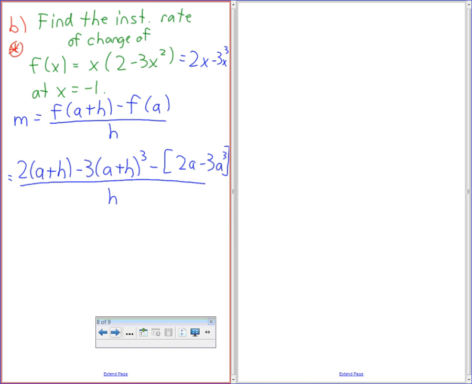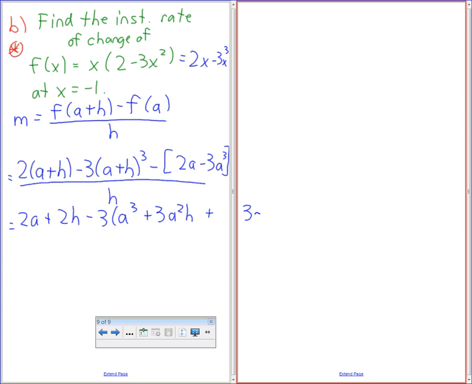There you go. Okay. Now, as I said, I'm going to skip the one step here. I'm just going to expand that out. So that's 2a plus 2h minus 3 bracket, and I'm going to use what's written on the board: a cubed plus 3a squared h plus 3ah squared plus h cubed, close bracket, minus 2a plus 3a cubed.